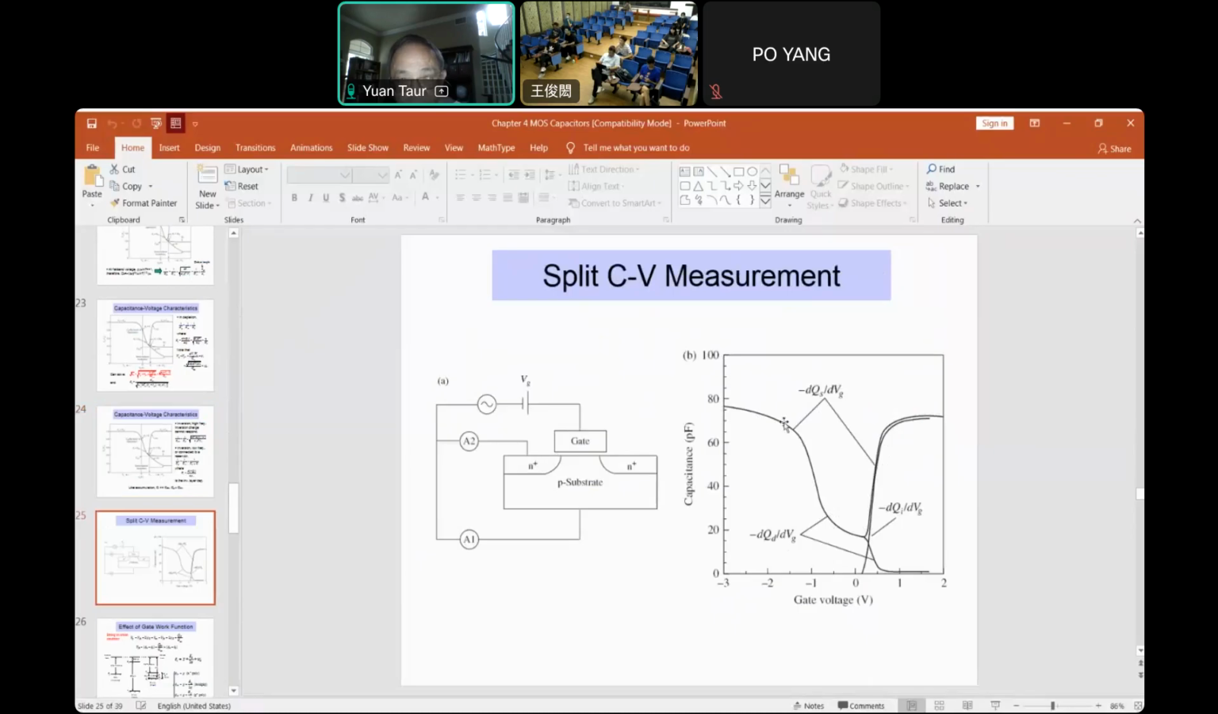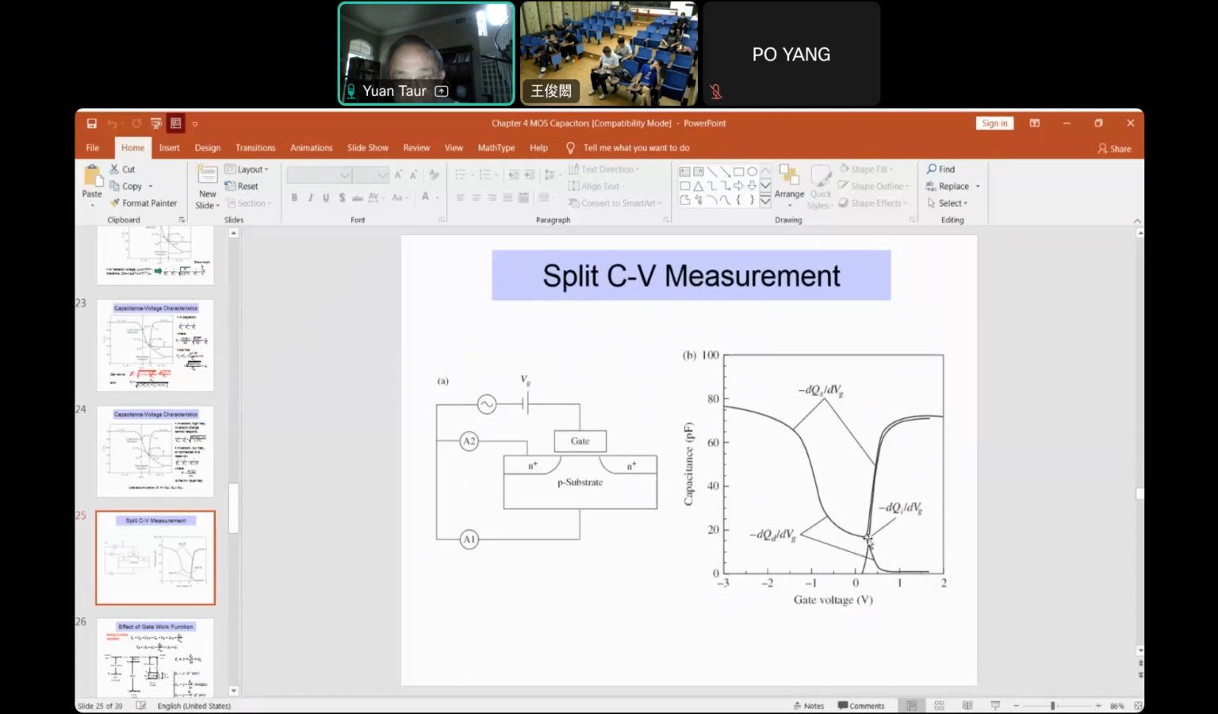Now, if you divide this into two parts, A1 and A2. A1 measures this depletion charge due to depletion of holes from the P substrate. So that's dQd over dVg. And so you can see before inversion, all the capacitance is due to the holes, accumulation or depletion of the majority carrier here.